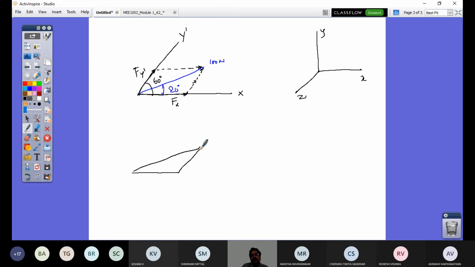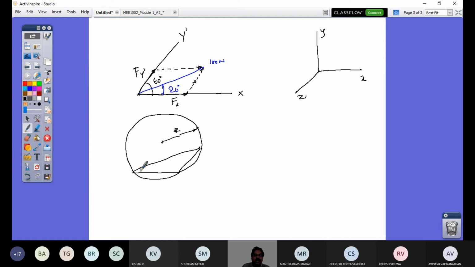So if I inscribe this triangle inside a circle like this, it has to be inscribed inside, like this. So this is a circle. I have the center, and I have this radius here. So this is the radius of the circle. So now what do you understand from triangle law of forces?